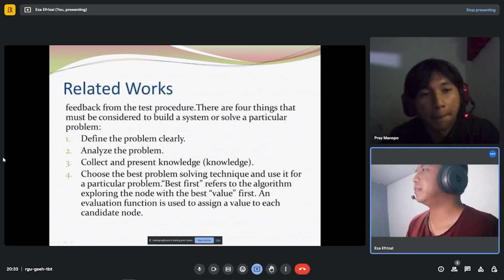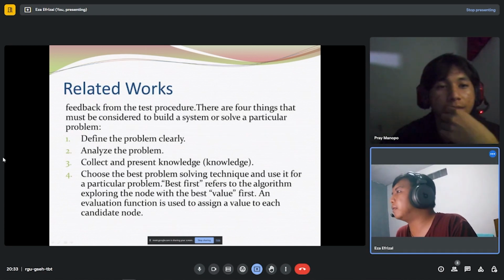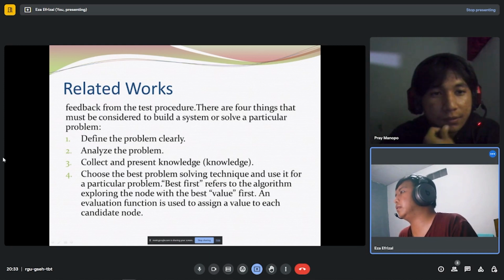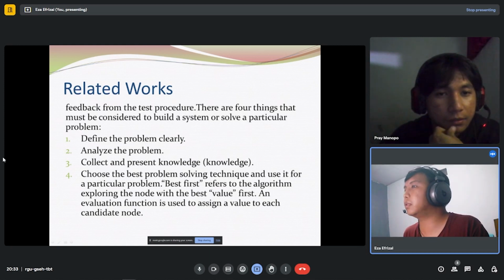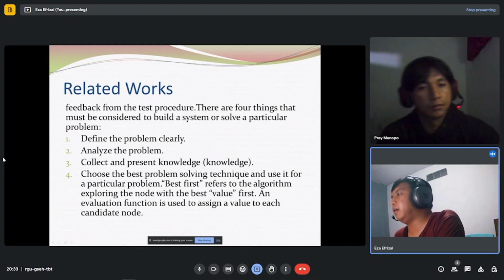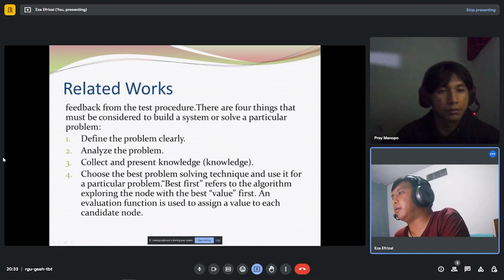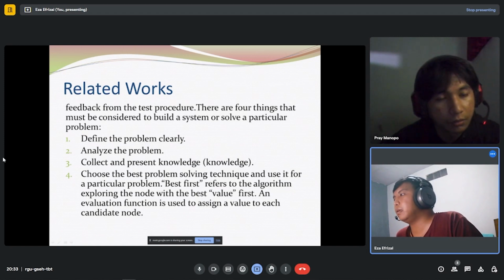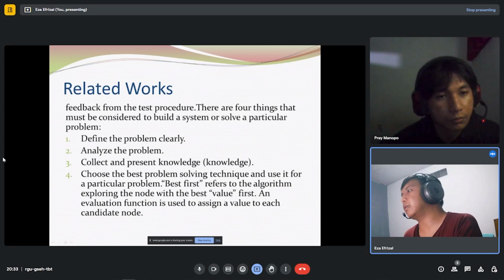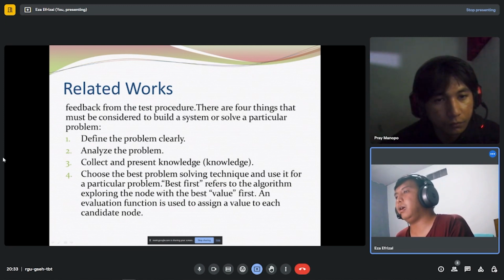Related works, feedback from the test procedure. There are four things that must be considered to build a system or solve a particular problem. First of all, we have to define the problem clearly. Then analyze the problem. After that, collect and present knowledge. And the last one, choose the best problem solving technique and use it for a particular problem.